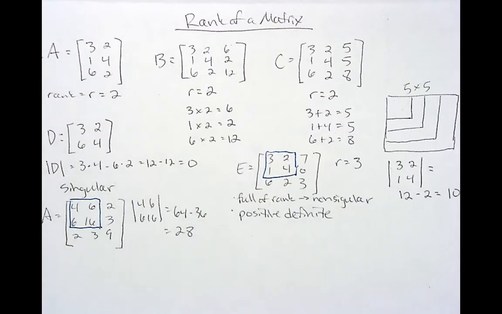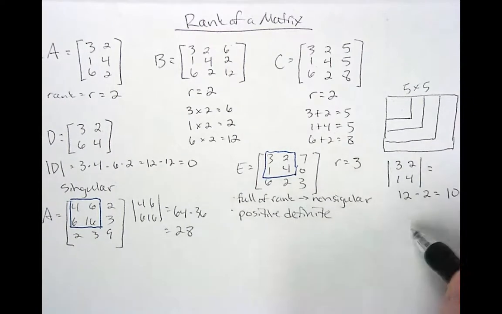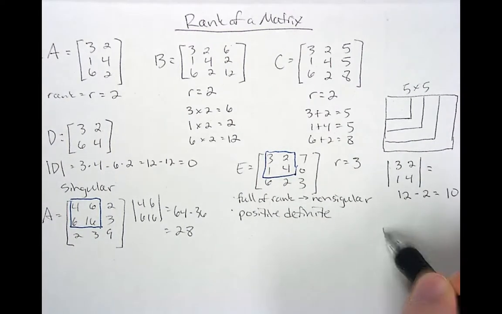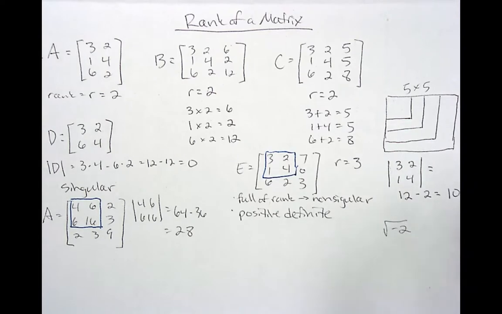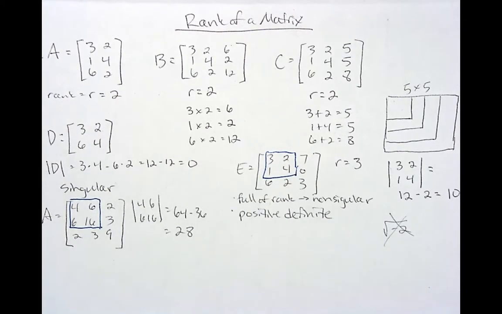So this is similar to requiring a non-negative number when taking a square root in order to get a real value. So if we looked at the square root of -2, well, we can't do that. We have to have a positive value in here. Same thing goes for this definition in order to be a positive definite matrix.